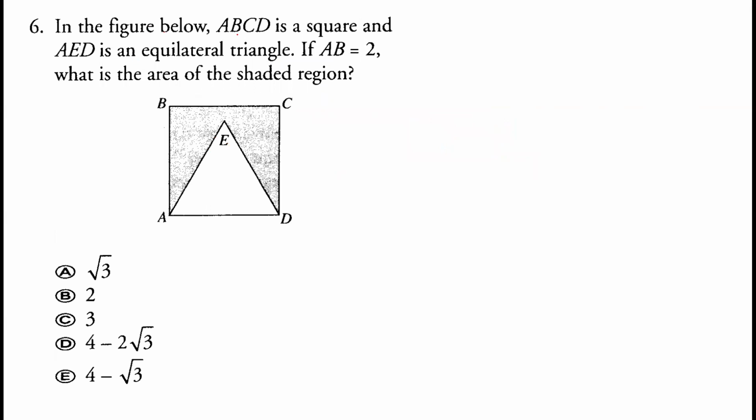Now in the figure below, ABCD is a square and AED is an equilateral triangle. So all the three lengths would be equal. Now if AB equals 2, then AD is also 2. What is the area of the shaded region? So what will be the area of this square? The length is 2, so 2 squared equals 4.